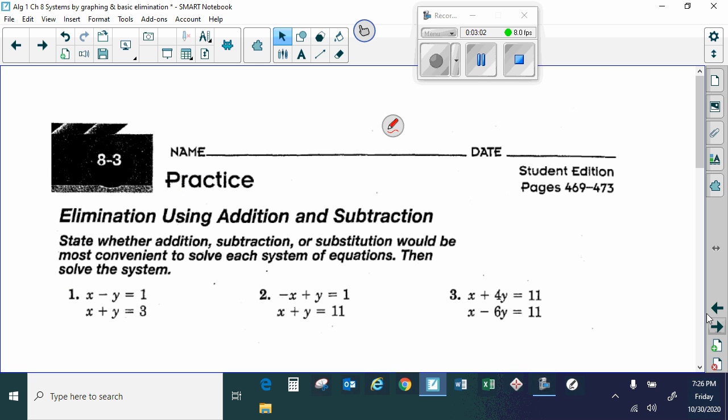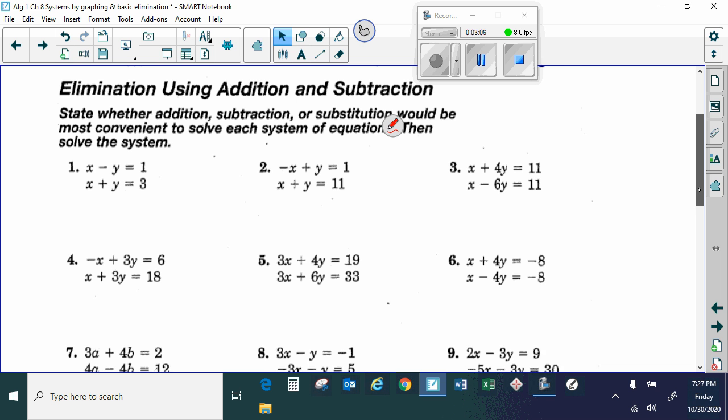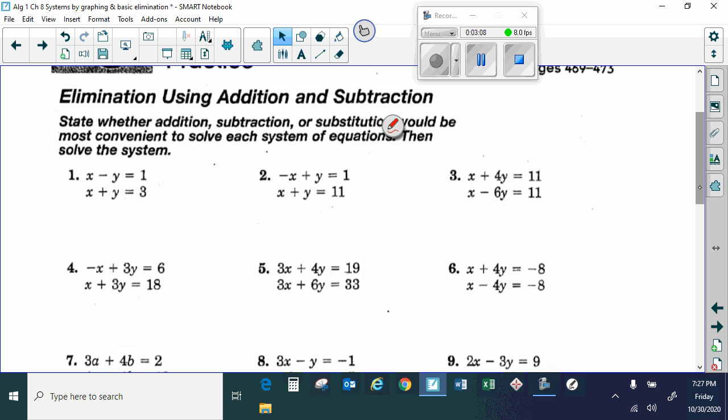Okay, next page. Elimination method. We're starting with the basic ones. Notice there's elimination using adding or subtracting. That means in all of these, I could just add straight down and eliminate one of them, or subtract straight down and eliminate one of them. Okay, that's the most basic you can get.